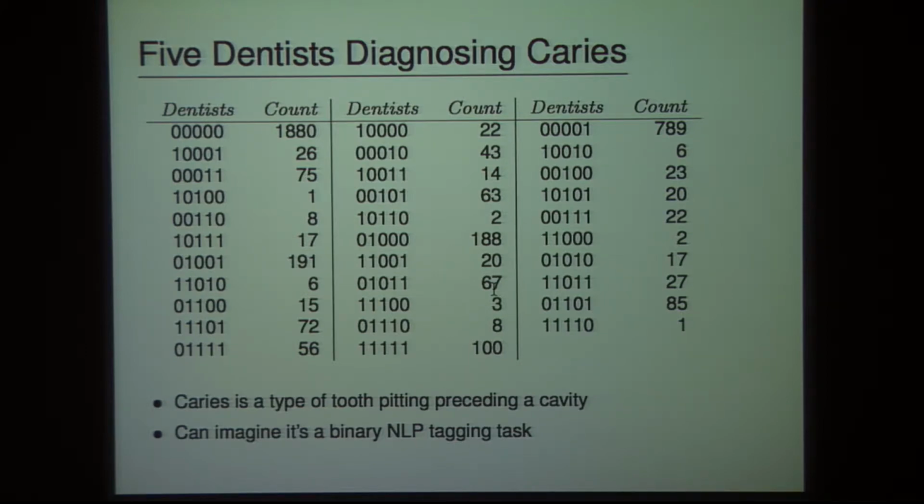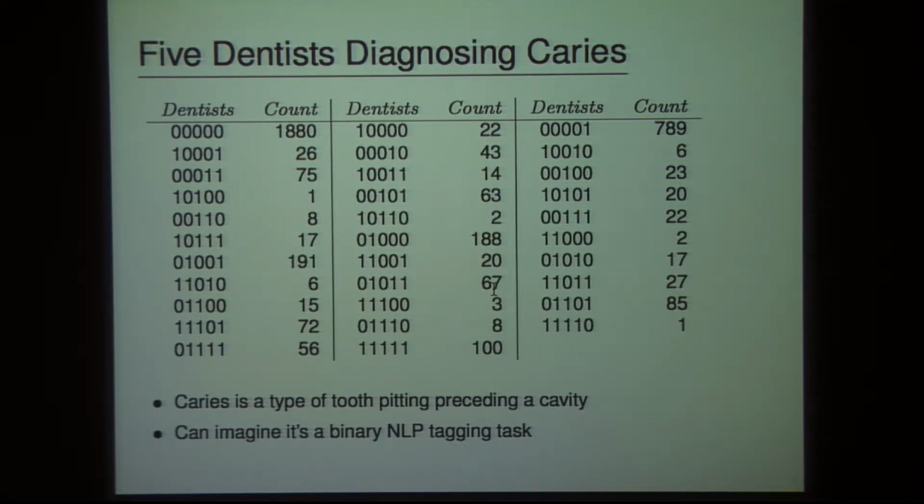And if you look at the end line, there were 789 cases where dentist 5 was the only dentist that said the person had caries. So you see this huge bias in annotator 5 toward the positive side. And these were real practicing dentists. They were probably dental professors or something because it was a research study.